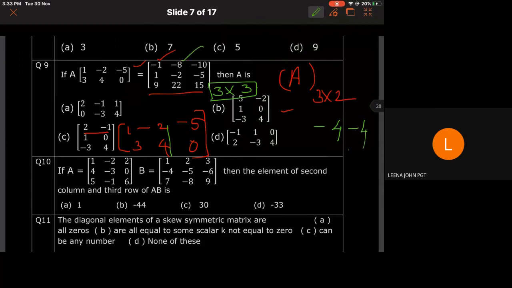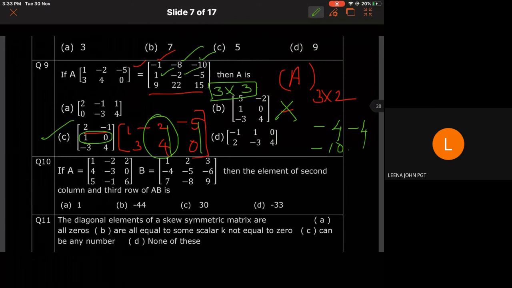Then 2 into minus 5, third column I am multiplying. So we'll get minus 10. So this is correct. Then 1 0 with 1 3 I am multiplying. I am getting 1, correct. 1 0 with minus 2 4. So it is minus 2, I am getting correct. Then 1 0 with, so that means this B is wrong. So your answer is C. No need of doing for the whole thing. Okay. Next question number 10.